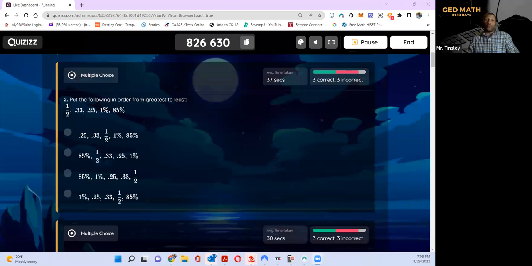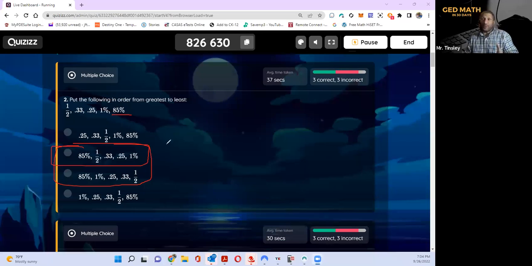Put the following in order from greatest to least. Again, fractions. So right away, the greatest one: 1/2, 0.33. You should know 1/2 is 0.5 or 50%, 33%, 25%, 1%, 85%. So I know 85% is the largest one. So I'm only looking at these two. Well, I know 1/2 is bigger than 1%. So I know it's this one. I'm done.